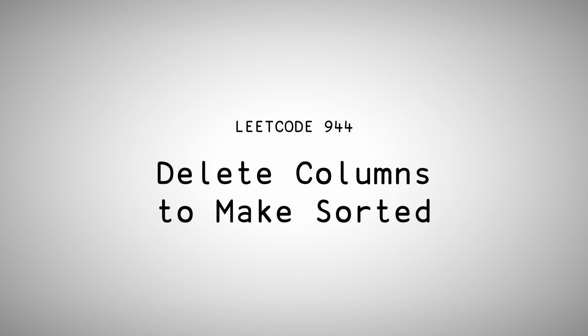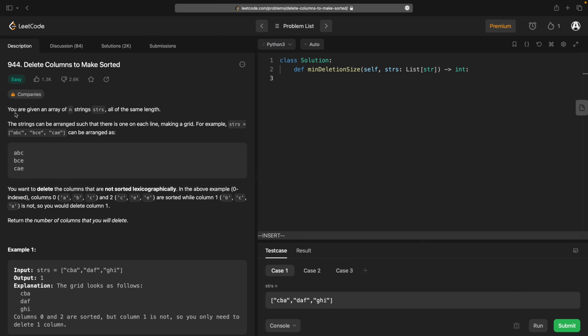Today we're doing the delete columns to make sorted problem. You are given an array of n strings strs, all of the same length. The strings can be arranged such that there is one on each line, making a grid. So if we have ABC, BCE, CAE, we can see that these three form a 3x3 grid. We want to delete the columns that are not sorted lexicographically.